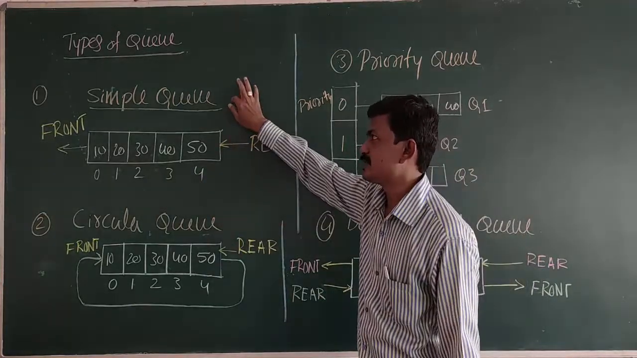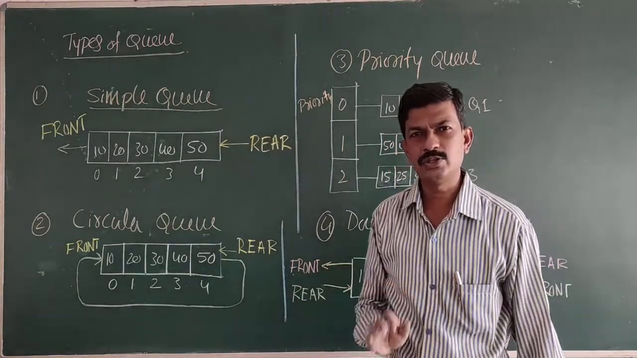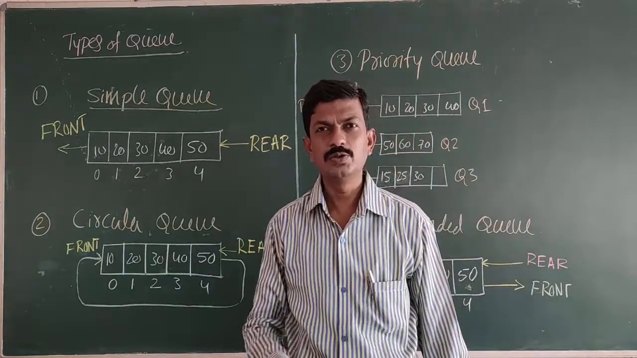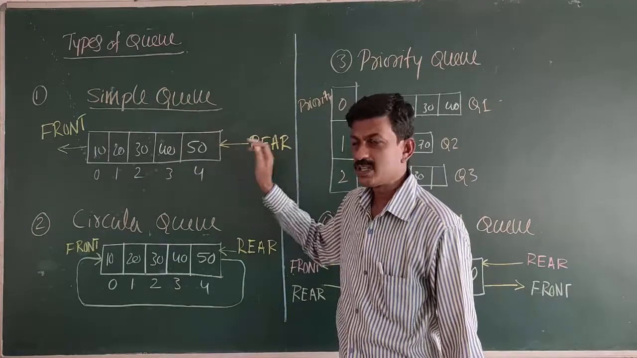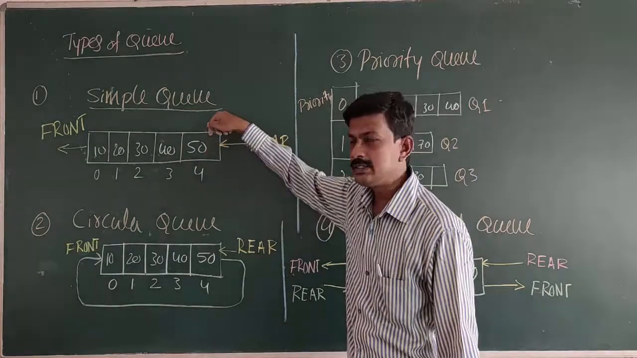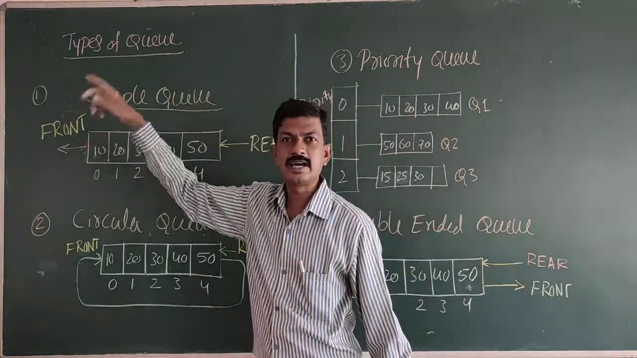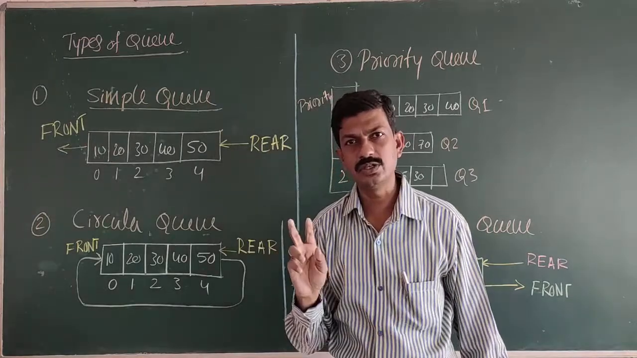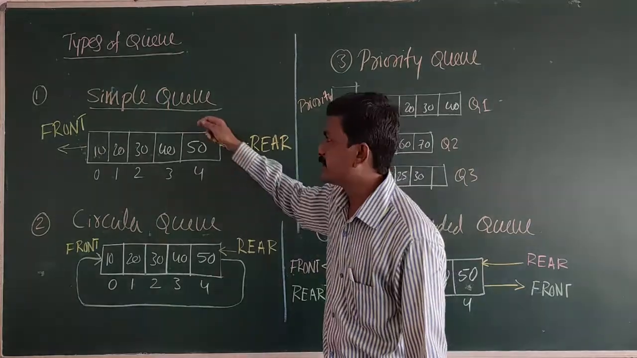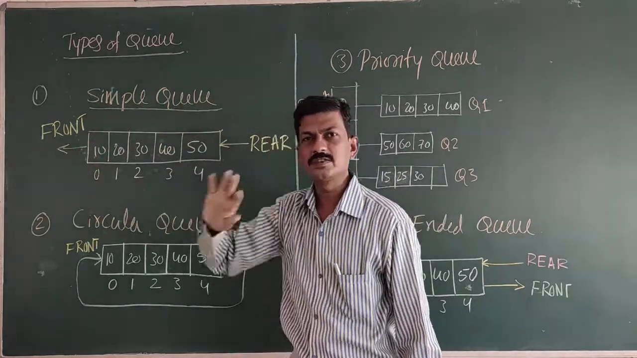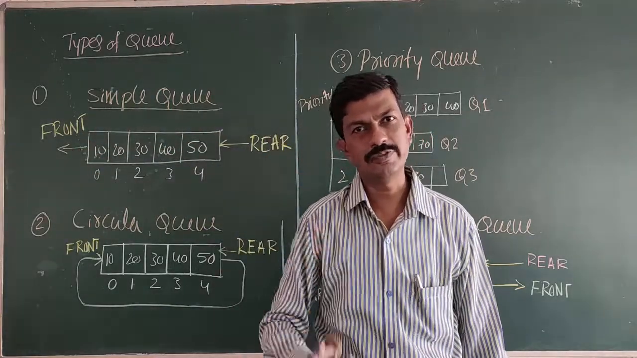First one is the simple queue. What do you mean by a queue or simple queue? A queue or simple queue is an ordered collection of data elements in which insertion of a new element and removal of an existing element always take place at two different ends. The insertion end is called the rear end and the deletion end is called the front end. It's the normal definition of a queue.